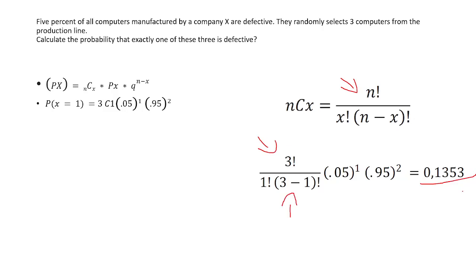So, 5% of our computers are defective, calculate the probability, and so on. Here is the formula before it was converted into this one. The probability of success would look something like this, and then you just convert it into this formula right here: factorial of 3, factorial of 1, factorial of 3 minus 1, times p to the power x times q to the power n minus x, and that will give you the answer. Hope this makes sense.